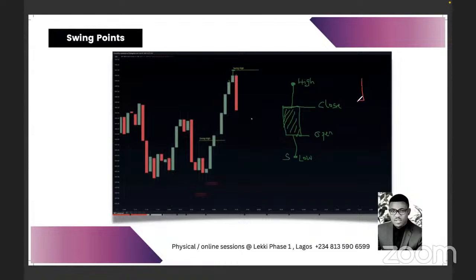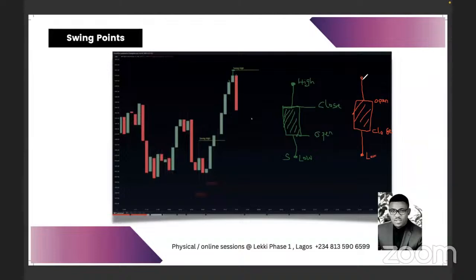In the case of the bearish candle, the one going downward, this is similar, but the only difference is that this one is going downward. Therefore, this is the candle open. It opens from here. It closes here. So this is the close. This is still the low. It doesn't change.